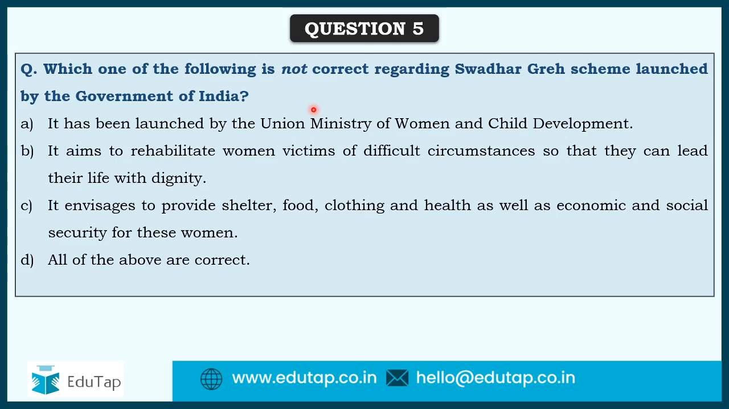So I'll tell you the answer is all of the above, because option C is also right, to cater to primary needs of the women who are in distress. Obviously they are going to need shelter, they are going to need food, clothing as well as health, right? Apart from this, they need security, economic security they need to earn, they will be given some training, then social security also they need. So all these things would be catered through this Swadhar Greh scheme. So all these were the important pointers.